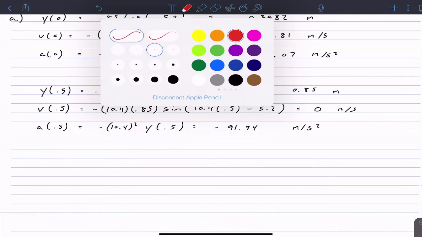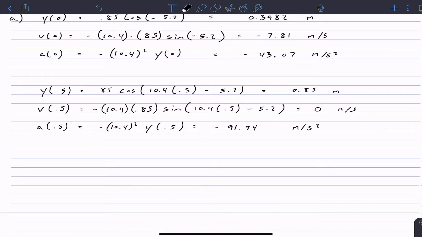Okay, so for the next part we do the same thing. Y of 2 is equal to 0.85 cosine 10.4 times 2 minus 5.2, right? And so on.